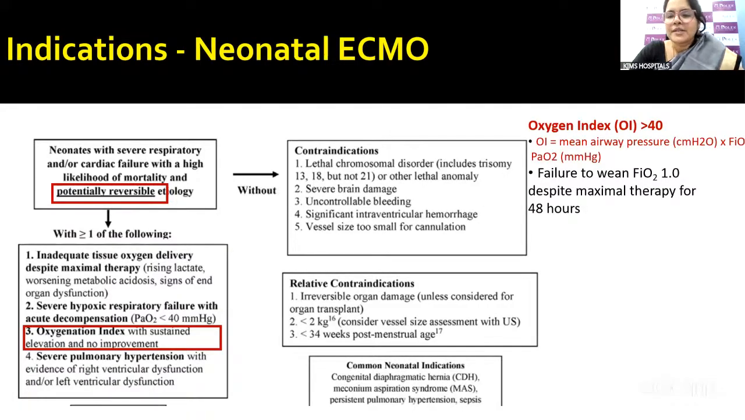Note that oxygenation index is calculated as a product of MAP into FiO2 divided by post-ductal PaO2. So MAP in centimeters of water into FiO2 percentage divided by PaO2 in millimeters of mercury. So if you are giving a baby MAP, mean airway pressure, of 20 at FiO2 100 and the baby's PaO2 is 40, then your OI would be 20 into 100, which is 2000, divided by 40. So this will be 50.